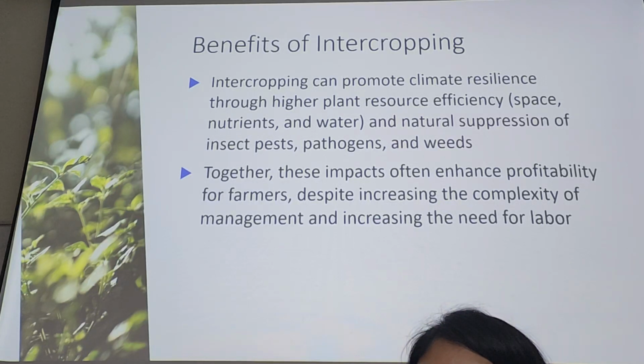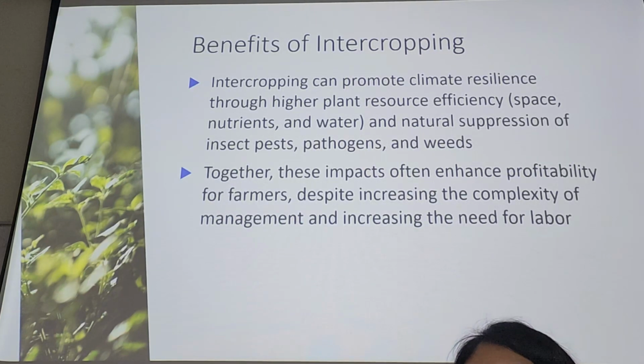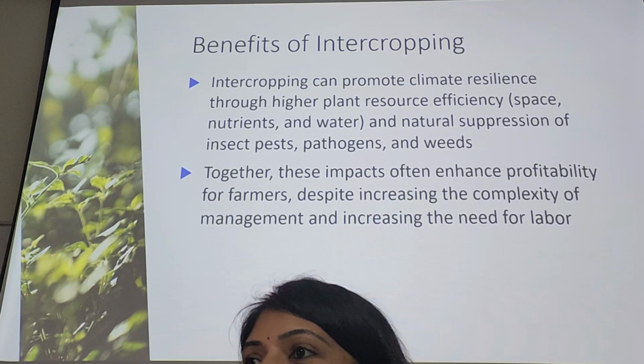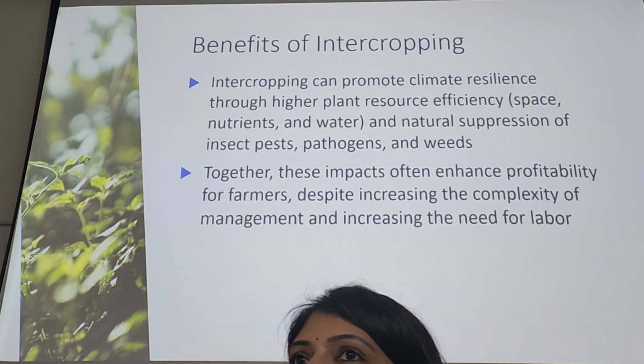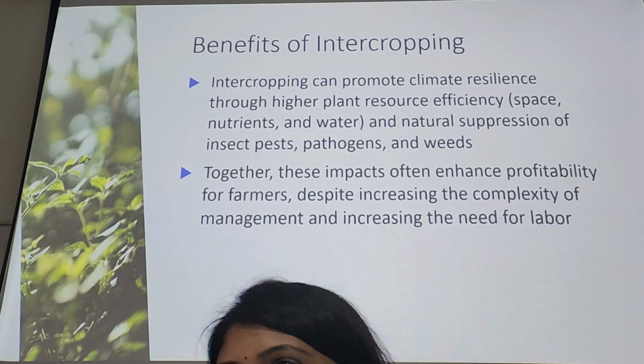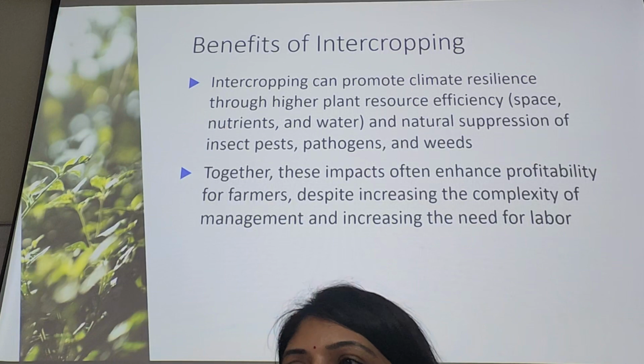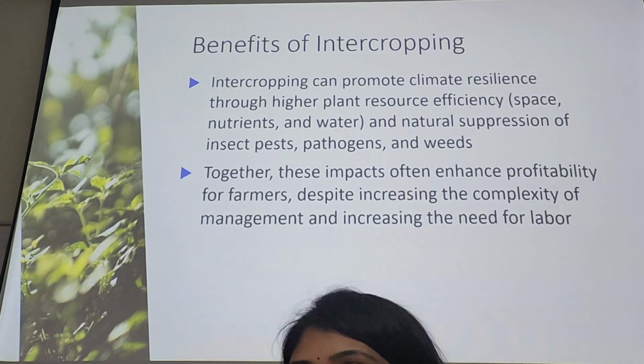However, when we grow a different variety of crops together in the same place, there is a difference in management. There is a difference in terms of how the crops are managed. So these are all complexities when you choose to intercrop in your farm.